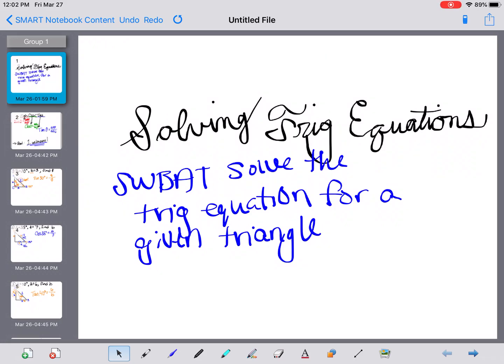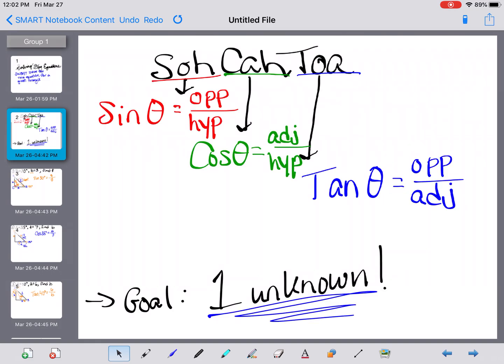In this video, which is the follow-up video to the writing trig equations video, I will be solving those same trig equations that we set up from the previous video. I do want to reiterate the definitions of sine, cosine, and tangent: sine of an angle is equal to the ratio of the opposite side to the hypotenuse. Cosine, same thing for adjacent over hypotenuse, and tangent, same thing for opposite and adjacent.